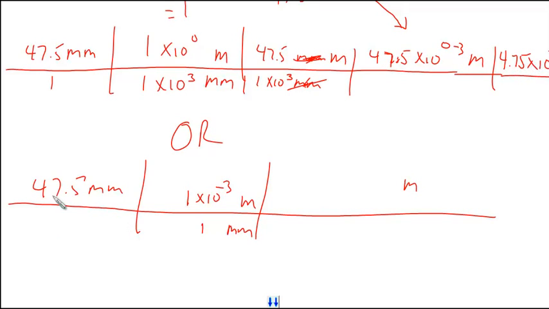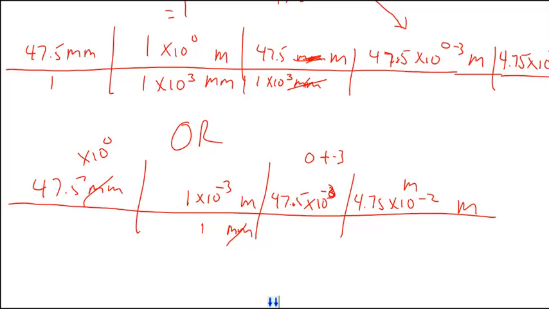Here, same thing. This is 47.5 times 10 to the 0, and our millimeters cancel again. We multiply 10 to the 0 times 10 to the negative 3. That gives us negative 3, because it's 0 plus negative 3. That's where you get your negative 3. To put this in proper scientific notation, we convert it to 4.75 times 10 to the negative 2, and the unit is meters.